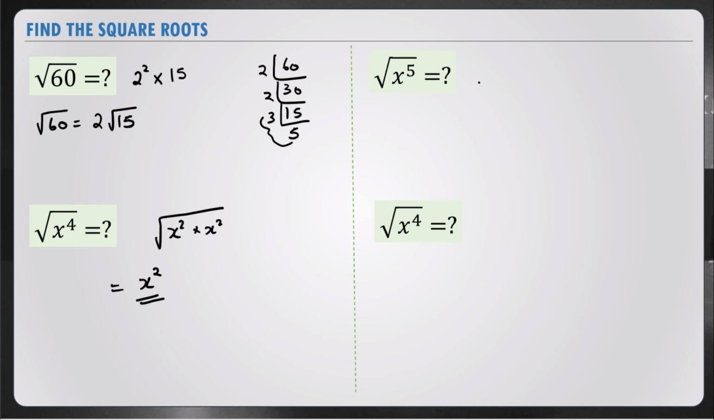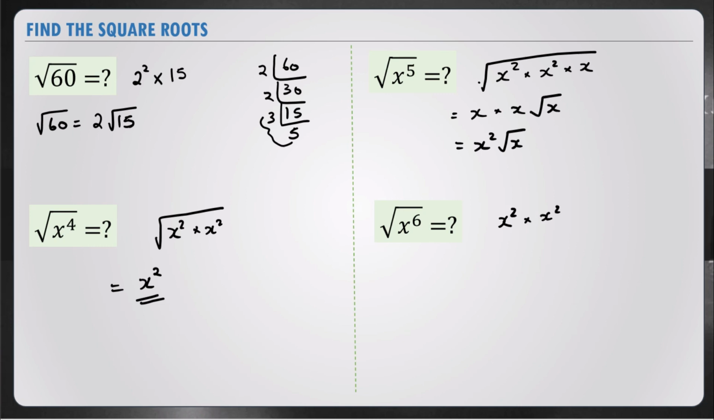Now here we have x to the power of 5. Let's group it into 2's. That's x squared into x squared into x. Let's find the square root. We get x into x and the square root of x, which will be x squared and root x. So since we've done this far, x to the power of 6 would be easy to find, because x to the power of 6 is x squared into x squared into x squared, the square root of that will be equal to x into x into x, which will be x cubed.